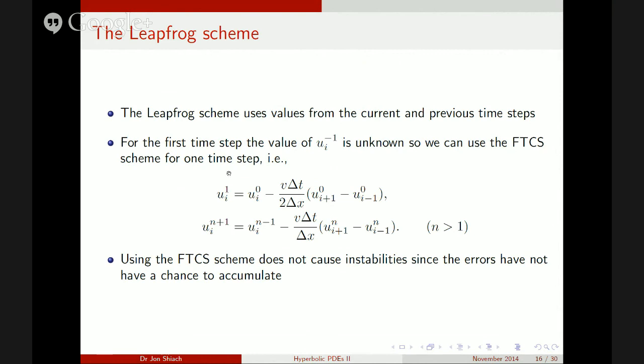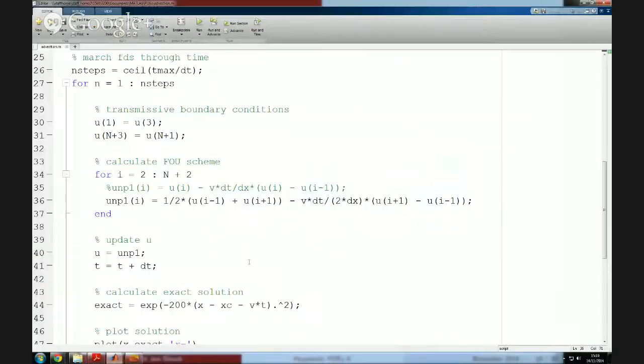In unstable schemes, the errors grow the more you use them. If you just use them once, the errors haven't had a chance to grow. So what we do with the Leapfrog scheme is, for the first step, we use the forward time center space scheme, and for all other steps, we use the full Leapfrog. So, just saying what I just said, using the forward time center space scheme once does not cause instabilities.